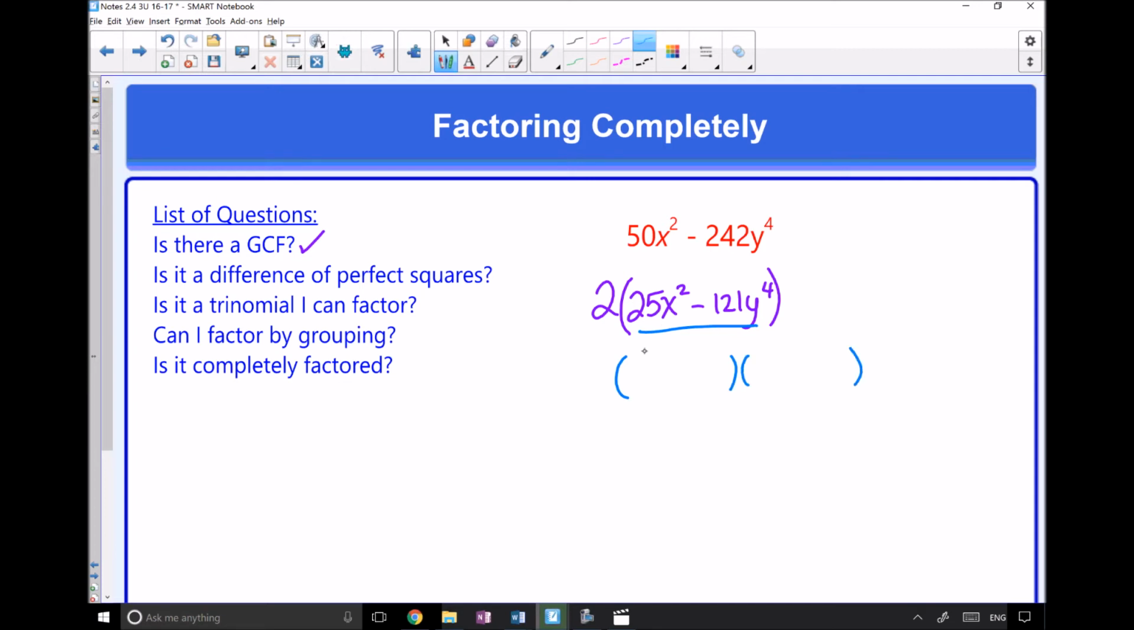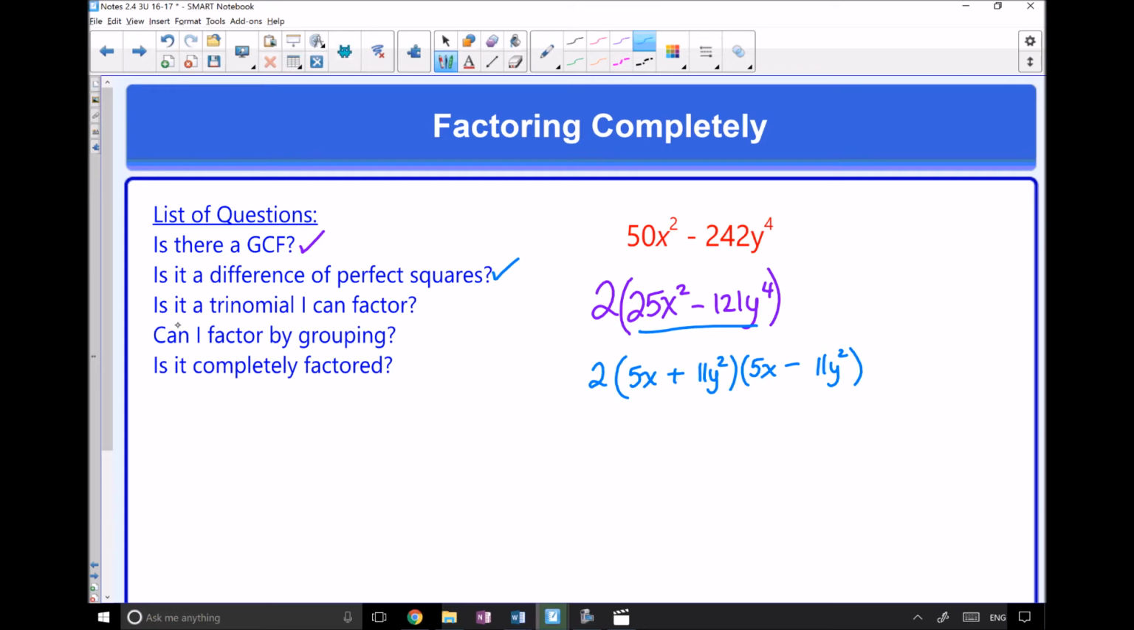So remember, the square root of 25x squared is 5x. So put 5x and 5x here. And then the square root of 121y to the power of 4 is 11y squared. 11y squared here. Then I'm going to put a plus sign and a minus sign here. So I factored the expression inside right here, but I still have a GCF, so I need to make sure that I bring that 2 down, okay? So I'm done with the next question. Is it a difference of perfect squares?